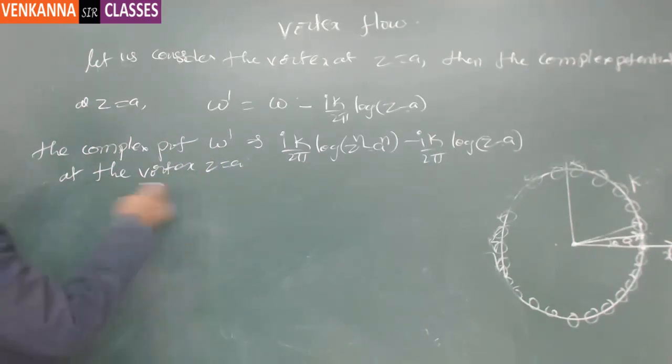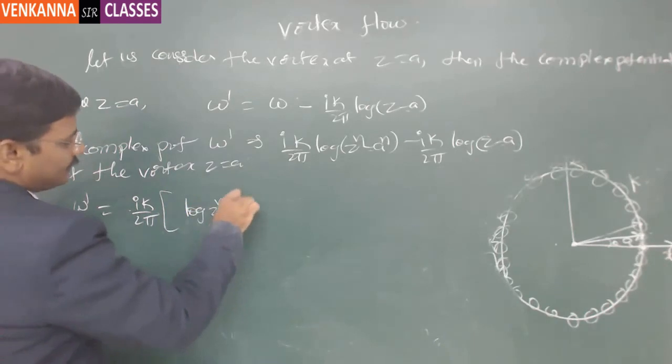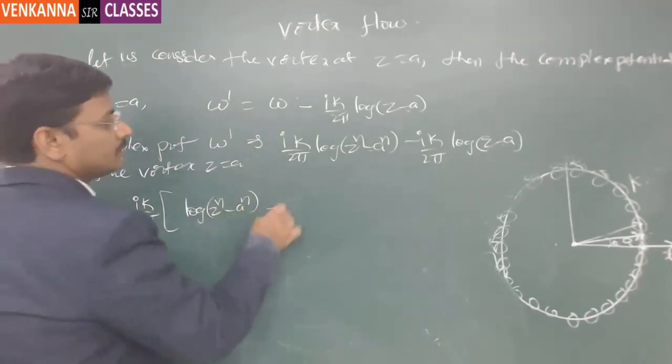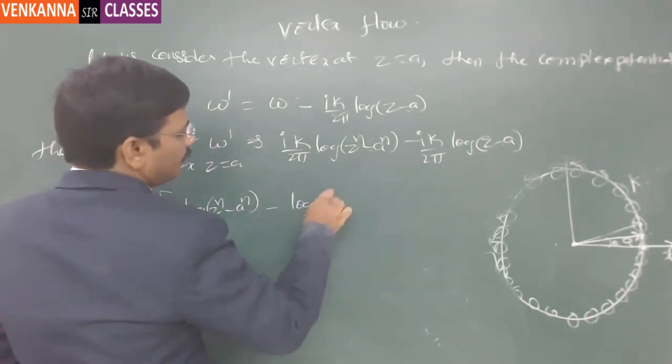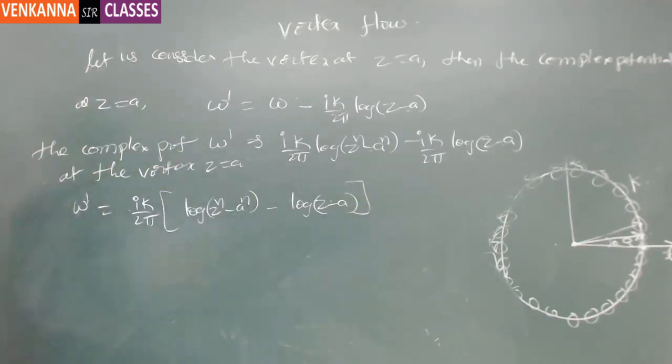Now the simplified version of this will be W' = ik/2π. If you take it out, then this is log of (z^n − a^n) minus log of (z − a). Now if you separate the real and imaginary parts of this, ψ' will be the streamlines for this. So ψ' is nothing but the streamline equation.